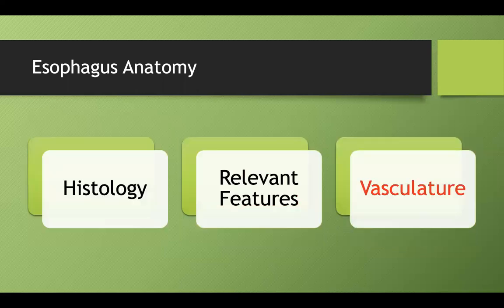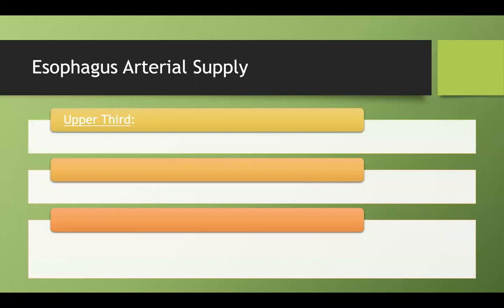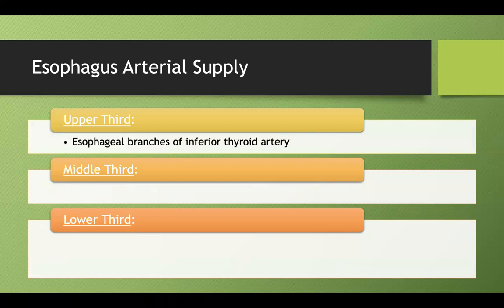Now let's briefly talk about vasculature for the esophagus. The esophagus, you can divide their arterial supply into thirds. So we have an upper third, a middle third, and a lower third. The upper third receives branches off of the inferior thyroid artery. The middle third receives branches directly off of the aorta.